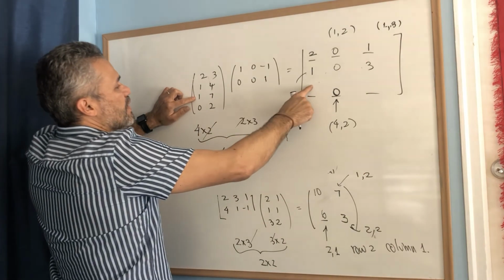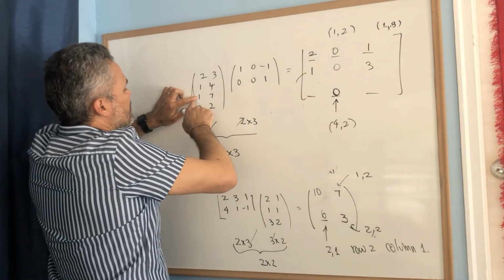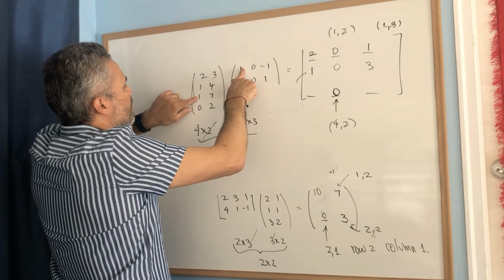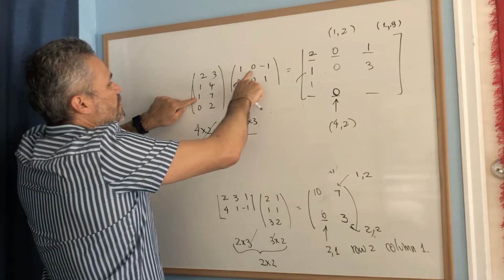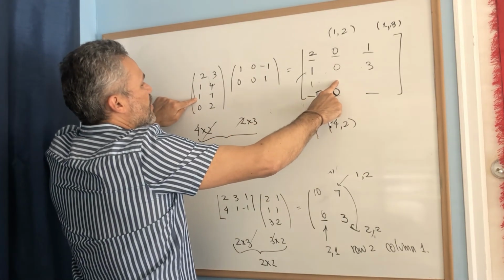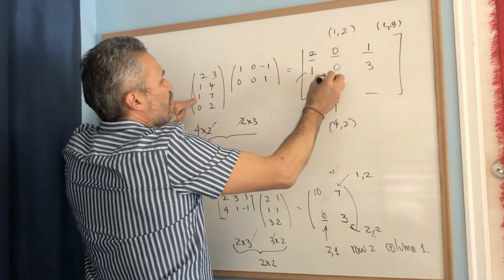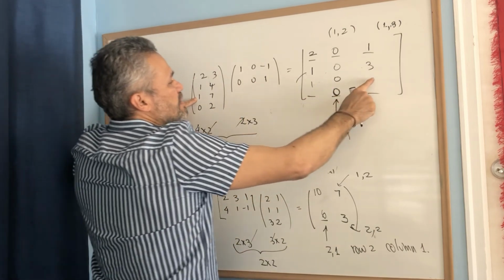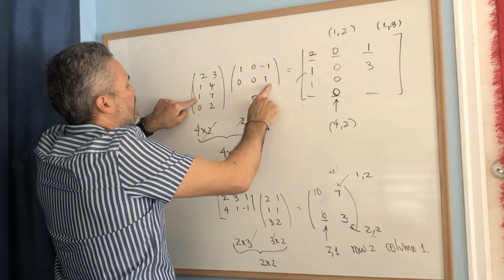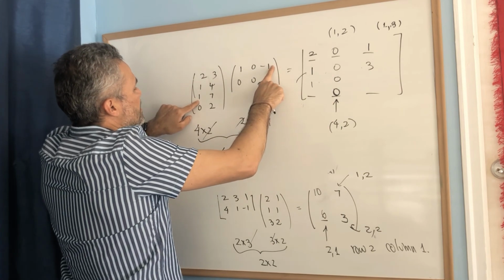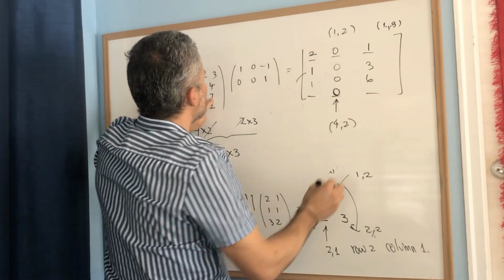And for this one, this is the entry 3, 1. That means that I use the third row and the first column. I will do 1 plus 0 is 1. And here, this is the entry 3, 2, third row, second column. I will get 0. And here, this is the entry 3, 3. I use the third row and the third column. I do 1 times negative 1 is negative 1 plus 7 is 6.